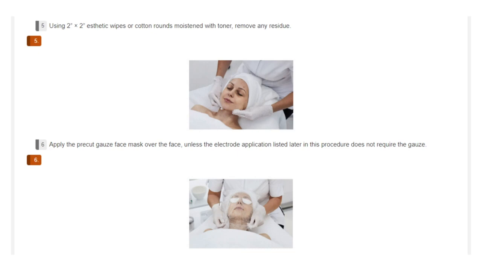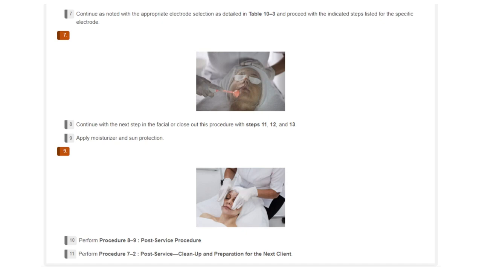6. Apply the pre-cut gauze face mask over the face, unless the electrode application listed later in this procedure does not require the gauze. 7. Continue as noted with the appropriate electrode selection as detailed in Table 10.3 and proceed with the indicated steps listed for the specific electrode. 8. Continue with the next step in the facial or close out this procedure with steps 11, 12, and 13.